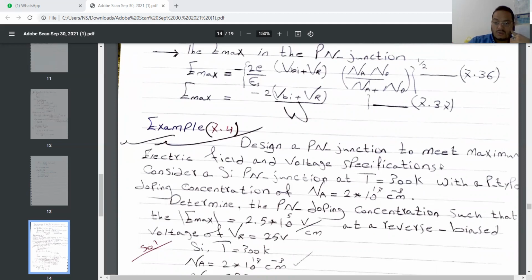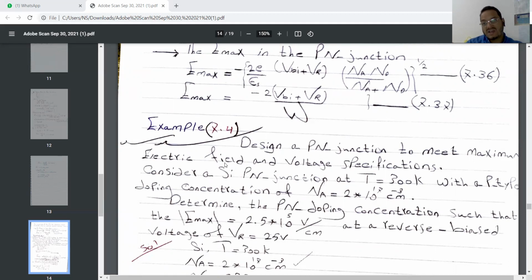At T equal 300 K, that's room temperature, with a p-type doping concentration of Na equal to 10^17. Here, this example is different because we must determine the n-side doping concentration such that the absolute value of Emax equals 2.5×10^5 volt per centimeter at a reverse bias voltage of VR equal 25 volt.